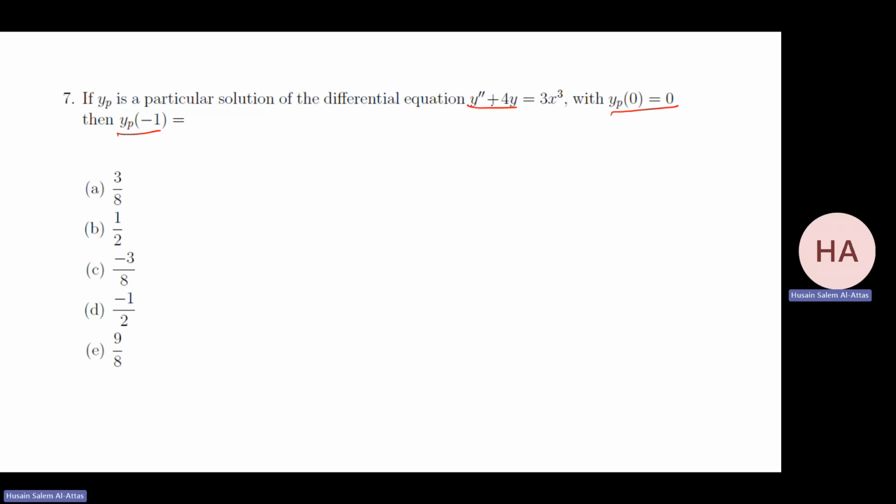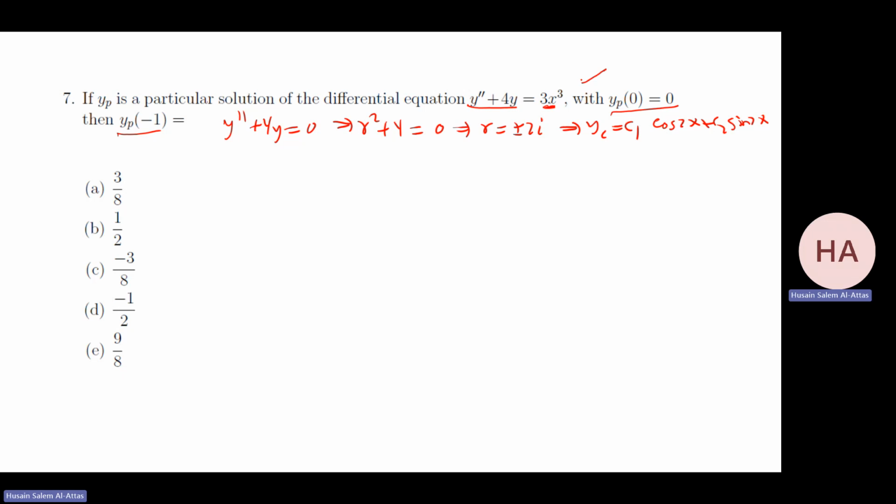Okay, so we solve the homogeneous. The homogeneous will be what? So you have r squared plus 4 equals 0. So r equals plus or minus 2i. So y_c, actually, I don't need it.